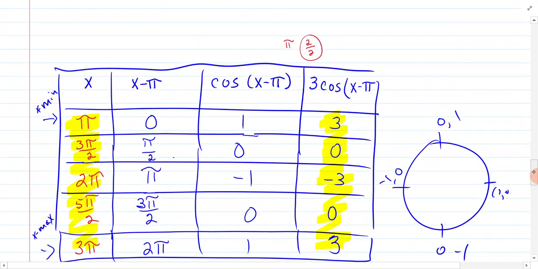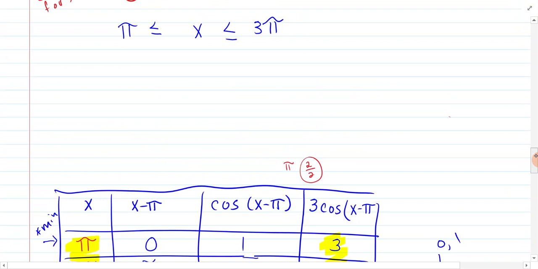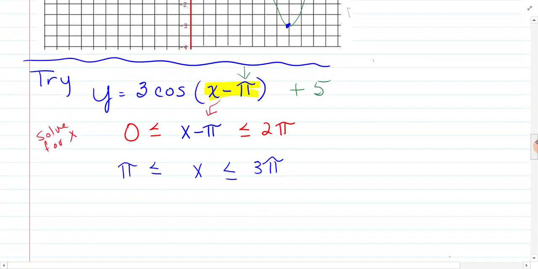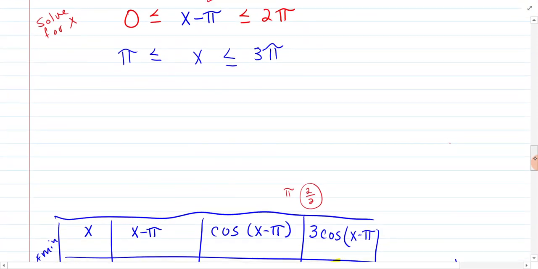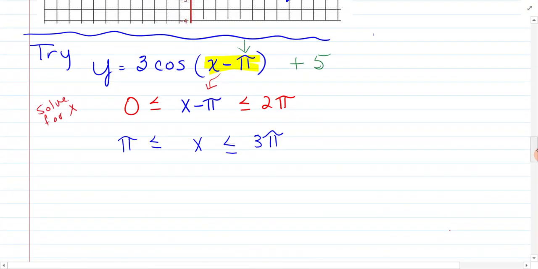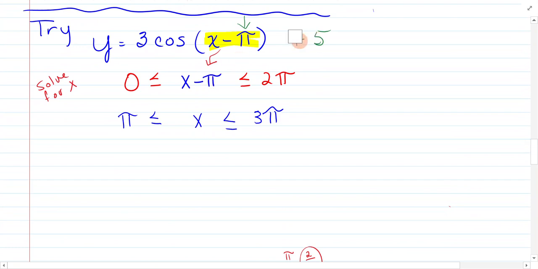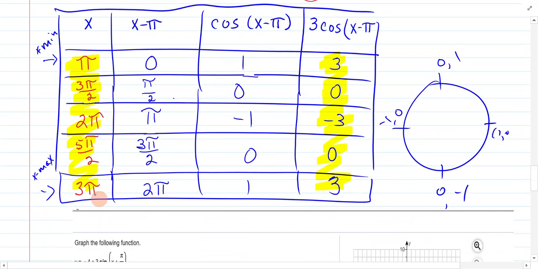All right, so we're going to come here. Same idea with this one. This was 3 cosine of x minus pi. If we put x minus pi in between 0 and 2 pi, and we add pi, we got 3 pi and we've got pi. So this is our first and our last intervals here, pi, 3 pi.